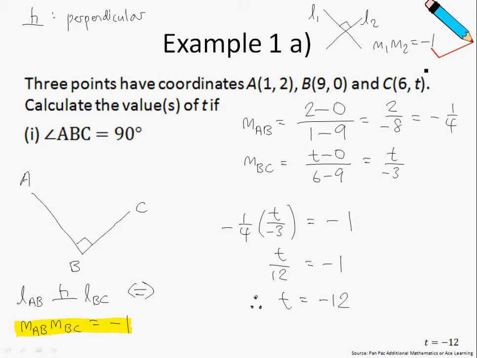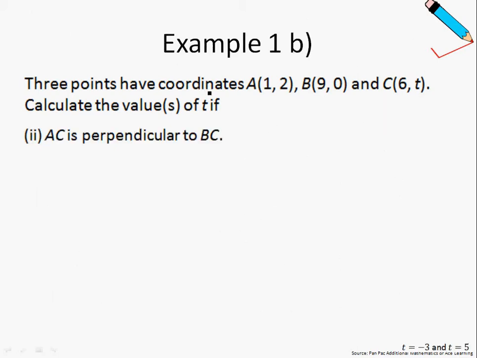Let's move on to example 1b. Similarly, we have the three points A, B, and C, and we are asked to calculate the values of t if AC is perpendicular to BC. Let us first draw a very simple sketch. The sketch is not drawn to scale, so it doesn't have to look beautiful. Let's say we have AC perpendicular to BC. As you can see from this sketch, line AC is perpendicular to line BC.